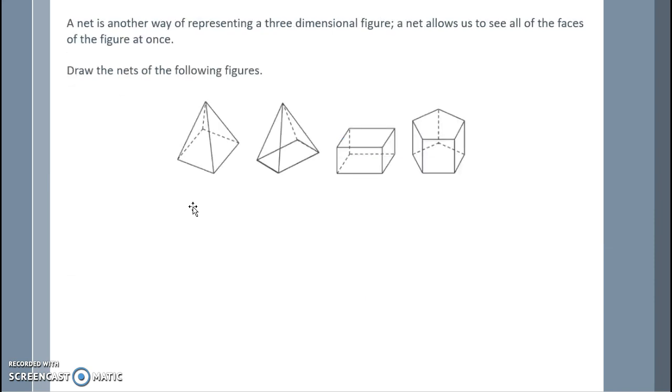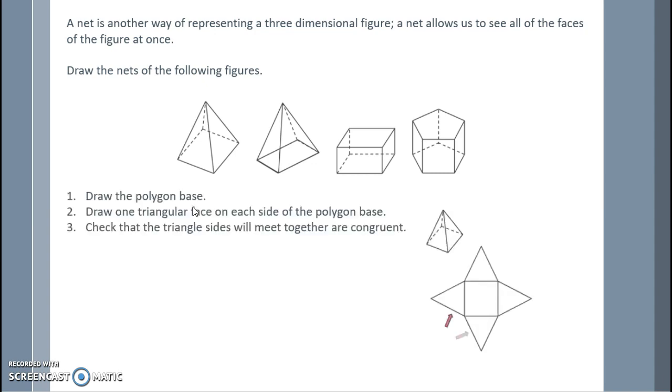A net is another way of representing a three-dimensional figure. A net allows us to see all of the faces of the figure at once. Let's learn to draw the nets of the following figures. So we'll start with the pyramid here, the square pyramid.